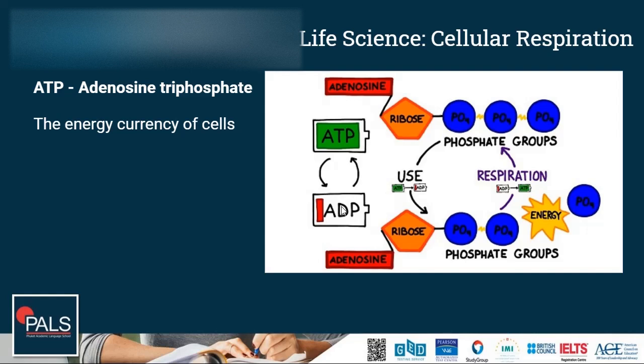ADP stands for adenosine diphosphate, 2 phosphate groups. So adenosine triphosphate has more energy. When it is used, it changes into adenosine diphosphate, and that can be then recharged in respiration. All the energy that comes out of the glucose is transferred to many, many ATP molecules.